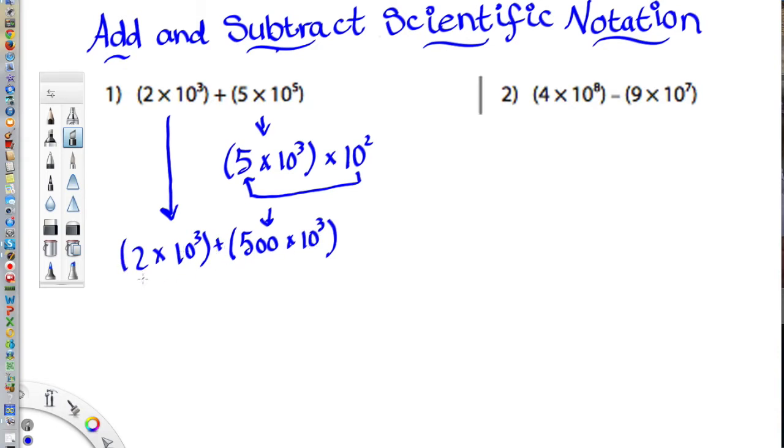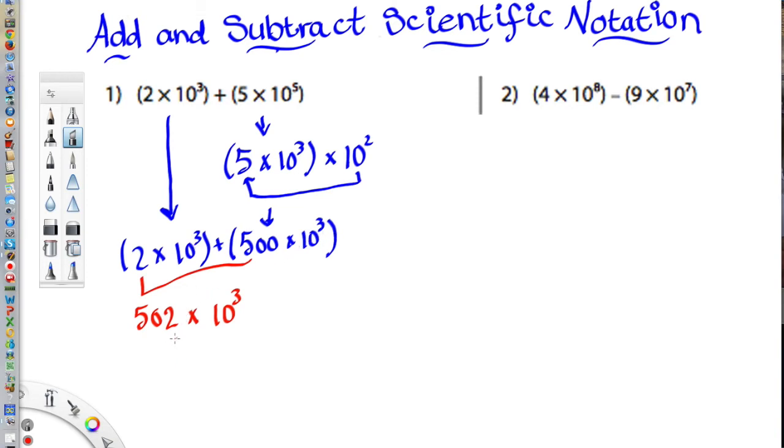I can add my 2 and my 500 together and I get 502 times 10 to the third power. That's what I have when I add these together. I just add my base number together and my power 10 numbers stay the same.